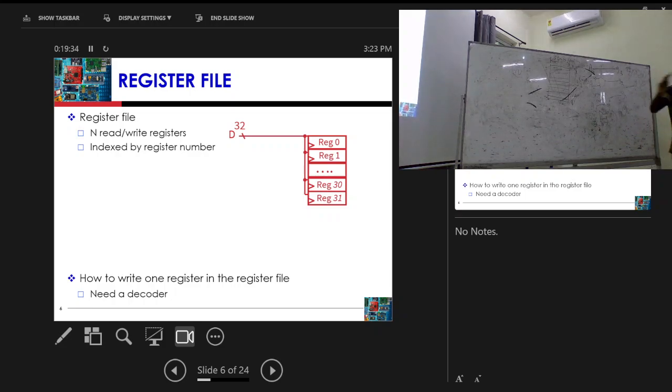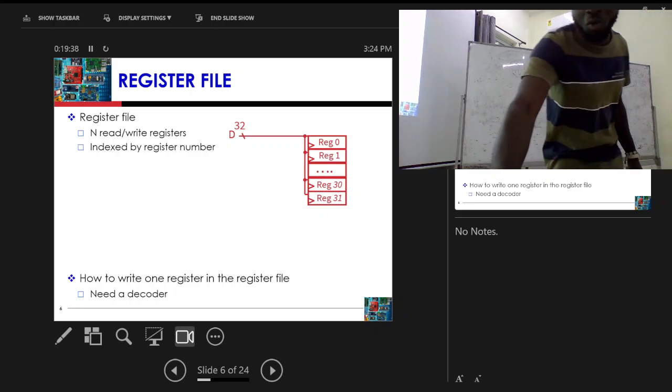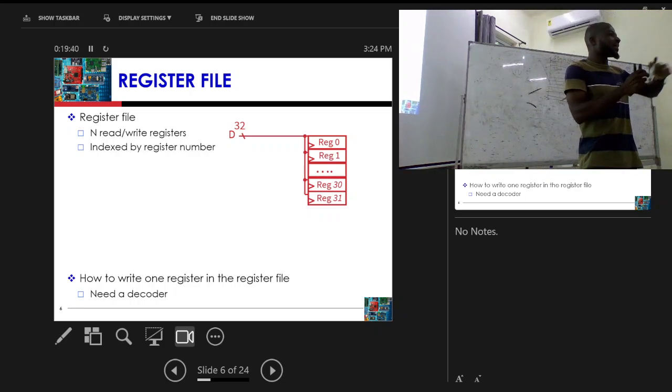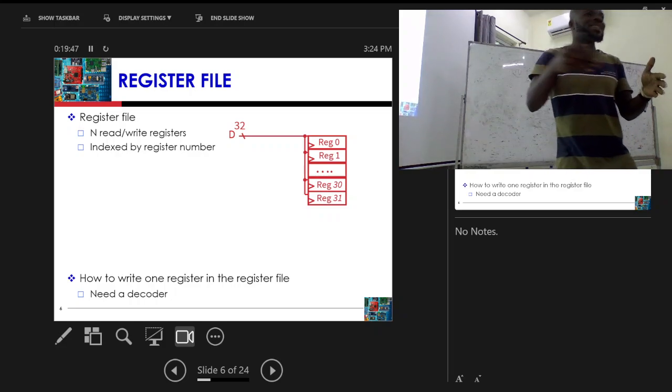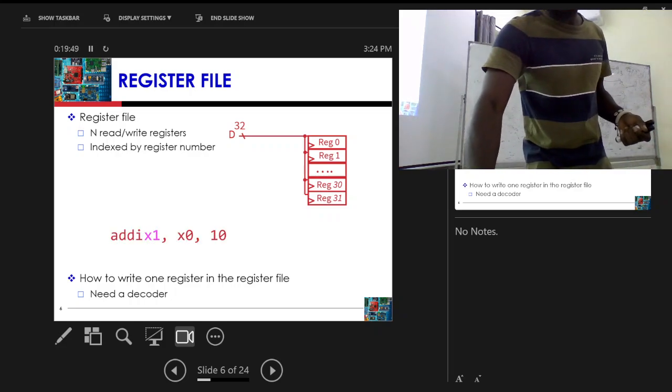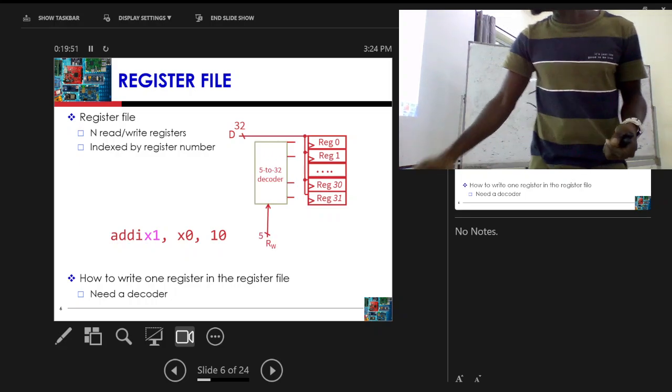Right? So what component must I use here? A decoder. Easy as that. So pay attention that everything you have studied builds up. Everything I say from the past builds up to the present, right? So all we do is we need a decoder.